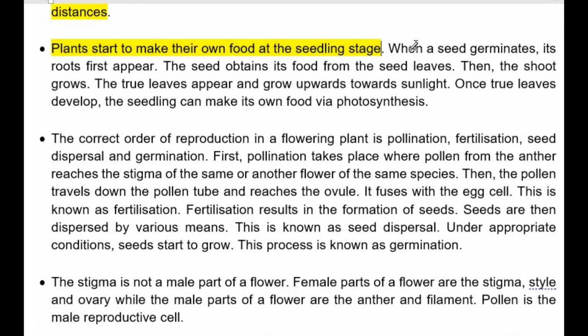Plants start to make their own food at the seedling stage. When a seed germinates, its roots first appear. The seed obtains its food from the seed leaves. Then, the shoot grows. The true leaves appear and grow upwards towards sunlight. Once true leaves develop, the seedling can make its own food via photosynthesis.